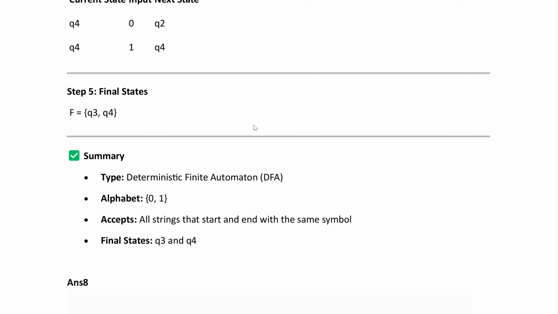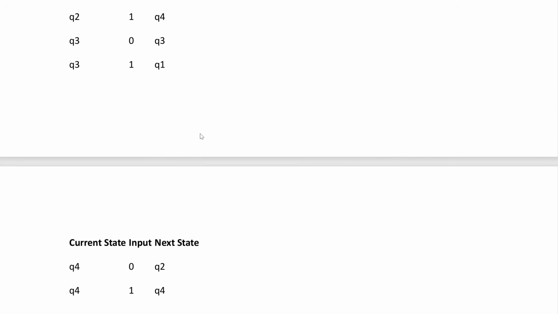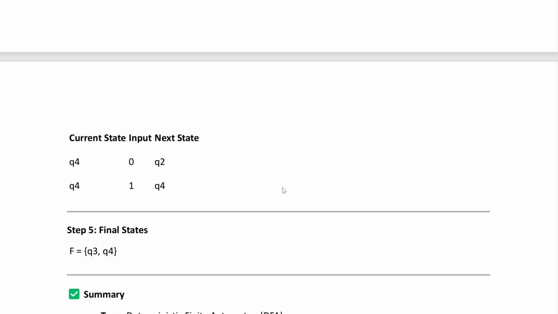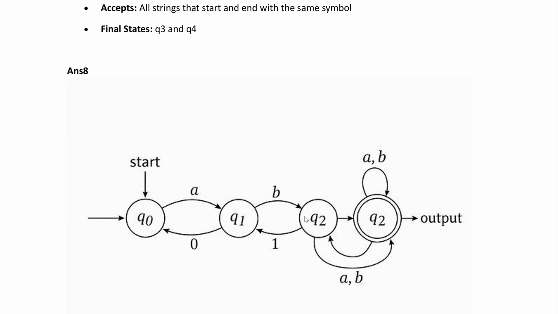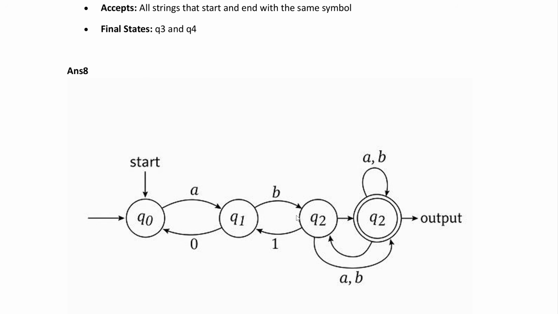So this is the summary of the previous question, and half of this transition table is shown on the next page. You can see here the transition table gets completed, right? So question number 8, we have to design an automata which accepts the entire set of strings over input alphabet sigma, where A and B are input symbols, that should end with BB. All strings ending with BB.